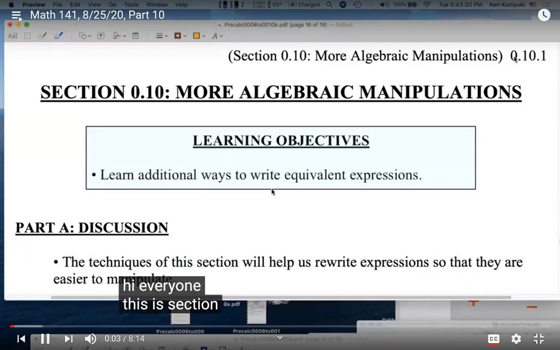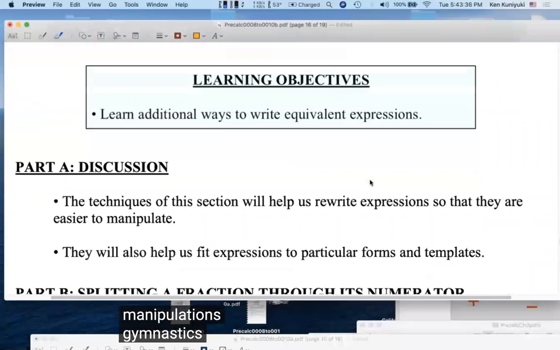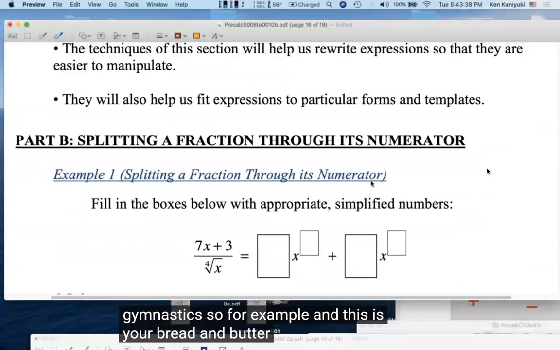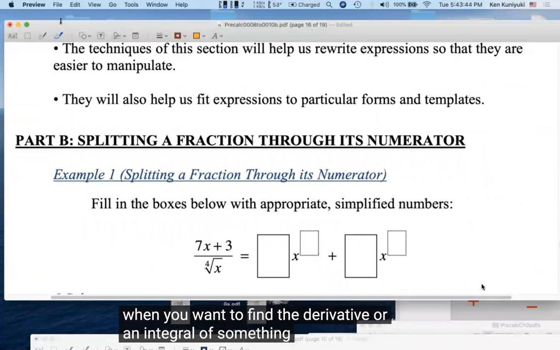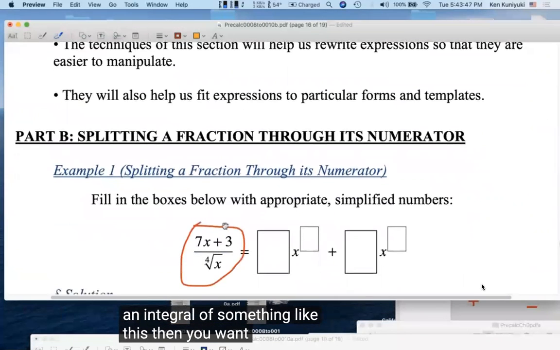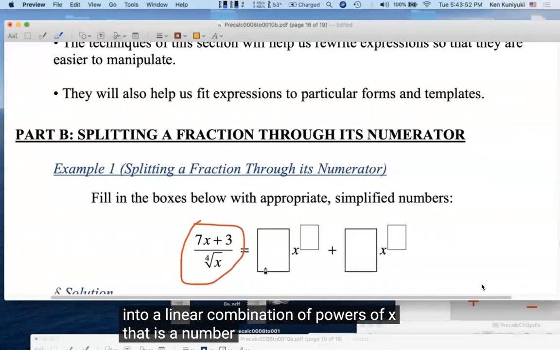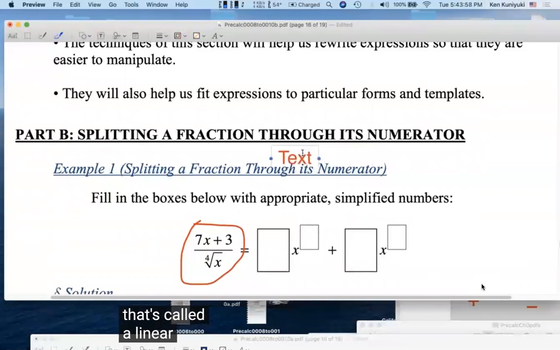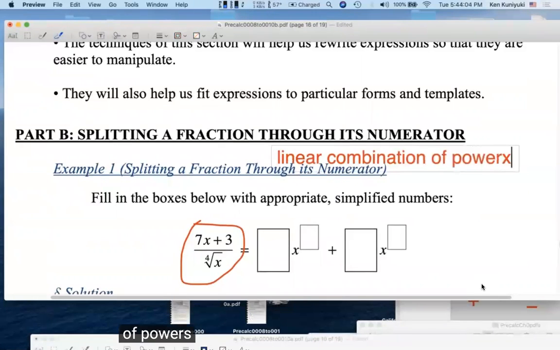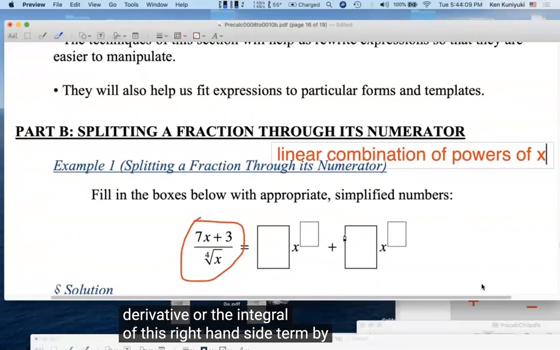Hi, everyone. This is section 0.10 on more algebraic manipulations, gymnastics. So, for example, and this is your bread and butter in calculus, you do this all the time. When you want to find the derivative or an integral of something like this, then you want to break it down into a linear combination of powers of x. That is, a number times x to a number plus a number times x to a number. That's called a linear combination of powers of x. And you want to take the derivative or the integral of this right-hand side term by term.